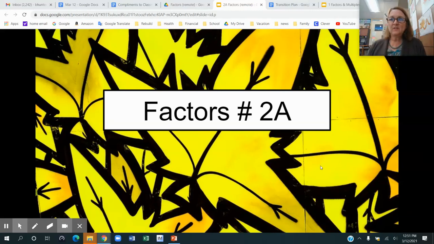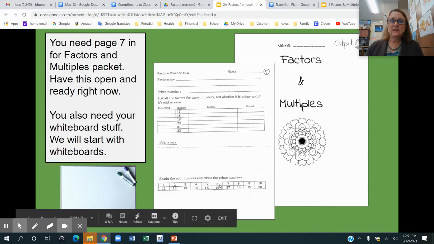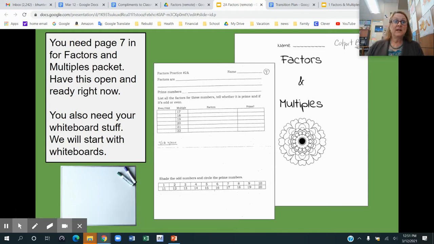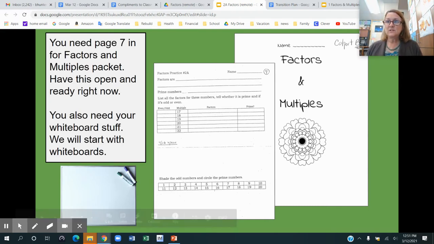Okay, boys and girls, this lesson is Factors 2A, and let's take a look at what's needed. You need, from your Factors and Multiples packet, page 7. It looks like this. And you need to have it open and ready right now. And then you also need your whiteboard stuff because you're going to do a couple of puzzle questions too.